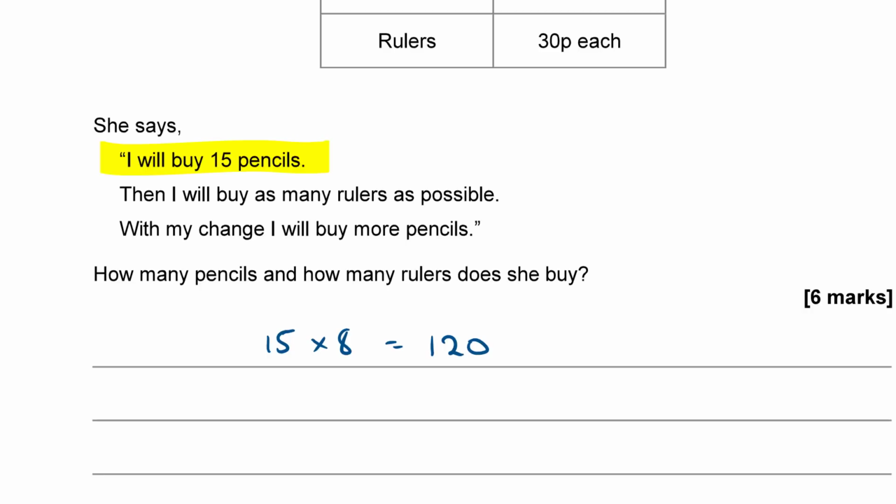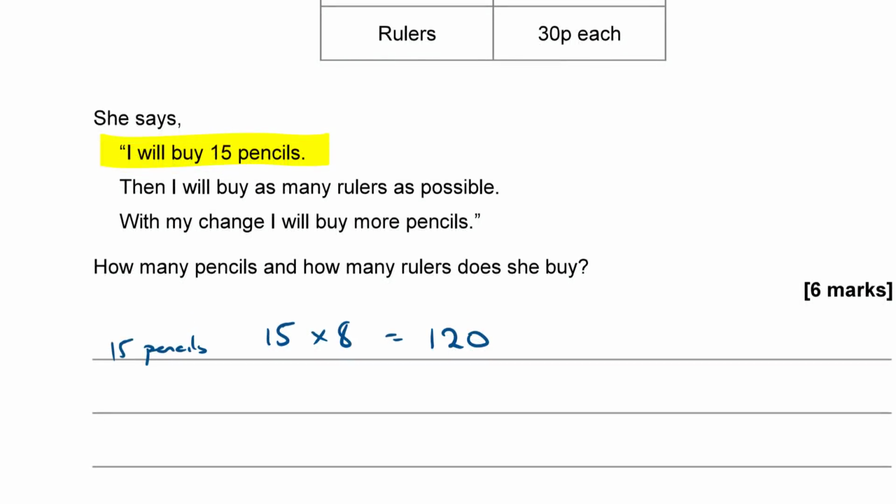So she's going to spend £1.20 or 120 pence on pencils. Right. So now, what's the change? How much is she going to have left? So she had 500 pence or £5, and she's now spent £1.20 or 120 pence. So that's going to leave her with 500 take away 100 is 400, 400 take away 20 is 380 pence. So she's got 380 pence left.